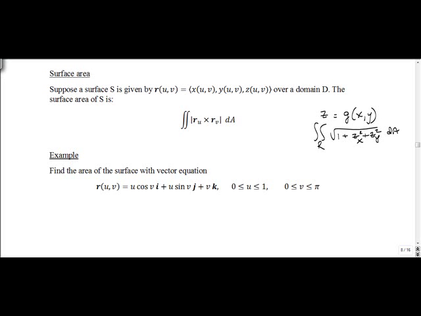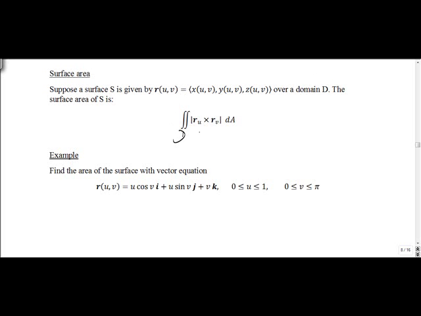Now, what if there was a parametrization? You can use this formula that we're going to do right now. So let me take this out. That was what you learned. By the way, you can still use that formula for parametrization, but it's going to be a little more difficult. So now, if you have the surface given in terms of parameters u and v, this is the formula for surface area. Suppose the surface is given by this over domain D, the surface area is the double integral over D of the length of the cross product of these two partials.